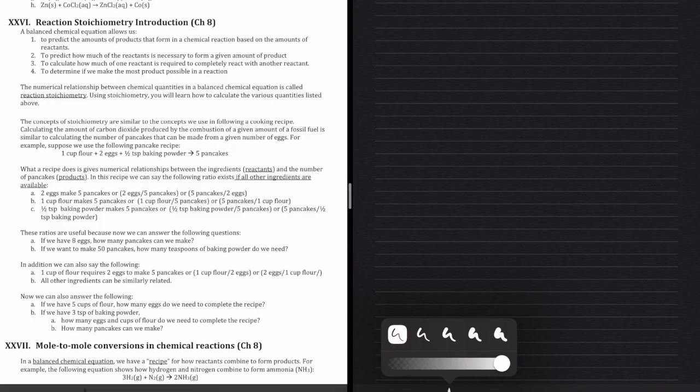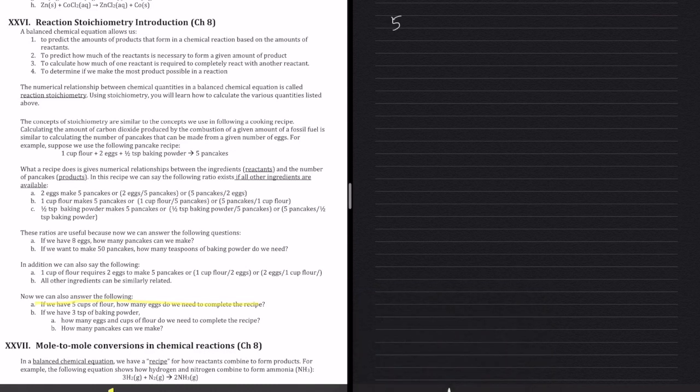Let me show you one more example of how to apply the idea of that conversion factor to figure out the relationship between the ingredients. We can look at this question, where it says, if we have 5 cups of flour, how many eggs do we need to complete the recipe? So we start with 5 cups of flour. We'd multiply this with a conversion factor between the eggs and the cups of flour. Based on the recipe, 1 cup of flour is proportional to 2 eggs, so we would put 2 and 1 here. If we cancel out the units for cups of flour, we get 10 eggs needed for 5 cups of flour.